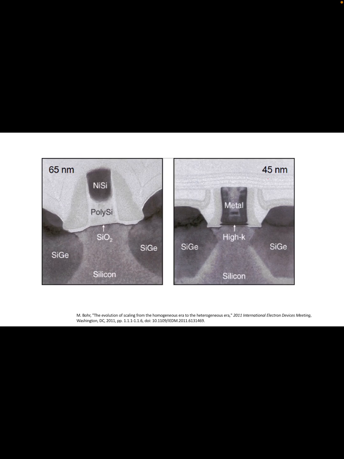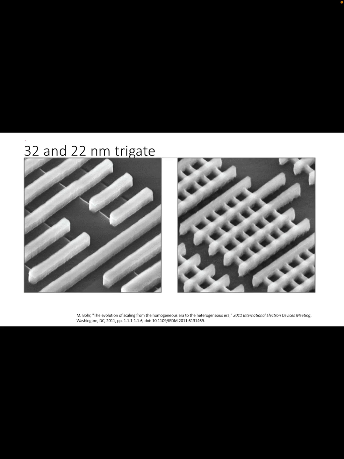In 65 nanometer and 45 nanometer devices, you can see that the silicon dioxide was replaced by high K dielectric, and the source and drain were still silicon germanium to have strain in the channel. So you have a strained channel in addition to high K in about 65 and 45.